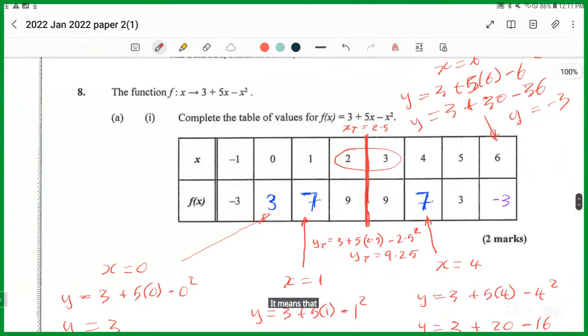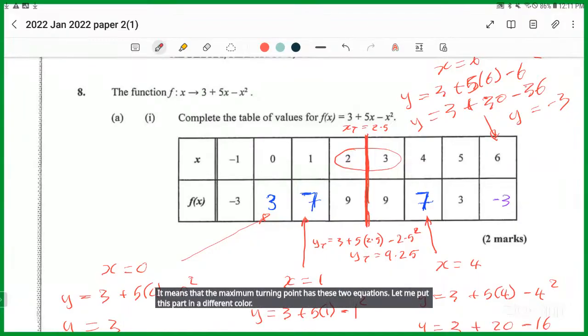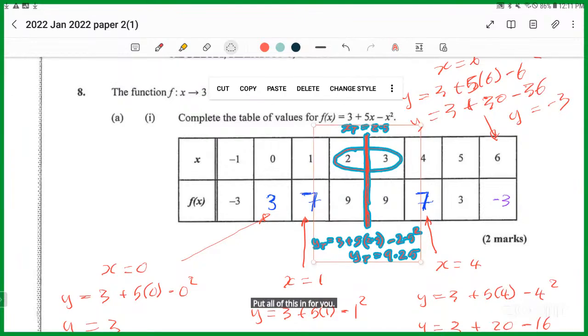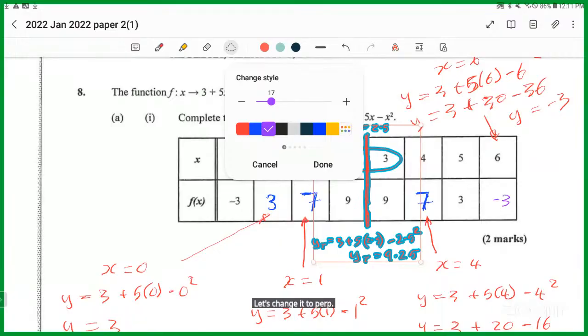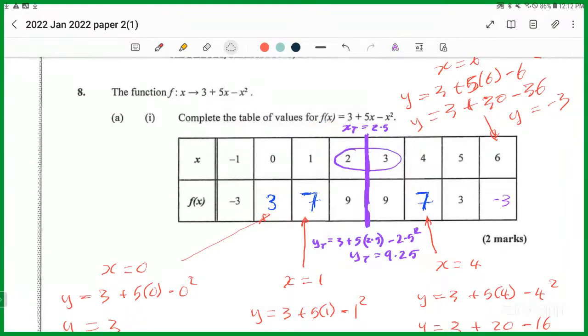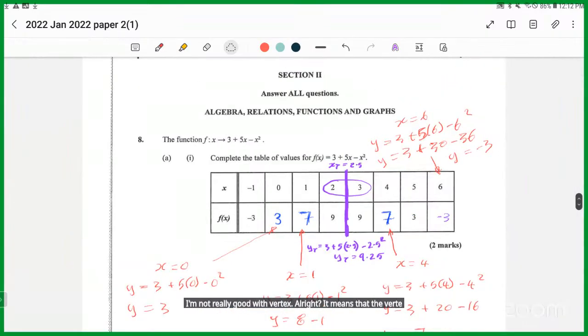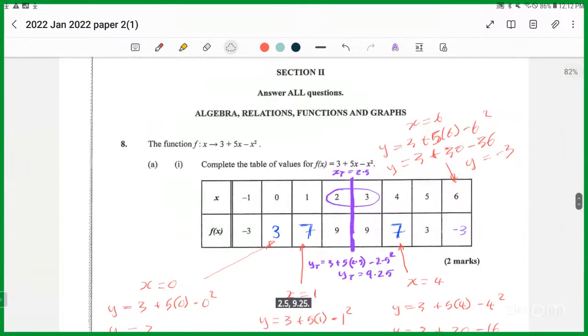It means that the maximum turning point has these two coordinates. I'm going to put this part in a different color, in purple or something. Put all of this in purple, because all of this is relating to the vertex, the turning point. It means that the vertex xt, yt is 2.5, 9.25. That's where the vertex is.